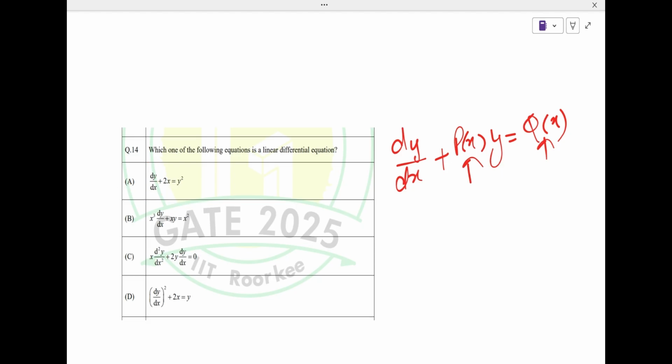Now in B the coefficient of dy by dx is x cube. So if we divide this equation by x cube, it becomes dy by dx plus y over x square is equal to 1 by x. So we can say here p is 1 by x square, q is 1 by x. So this one is the form of a linear differential equation. Now C is not, because it is not linear, that is of order 2.